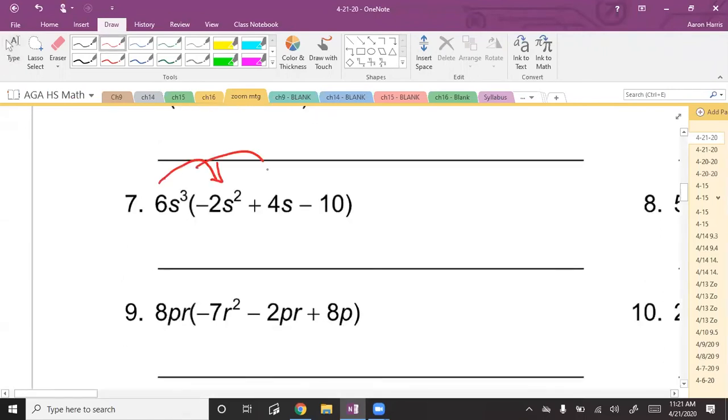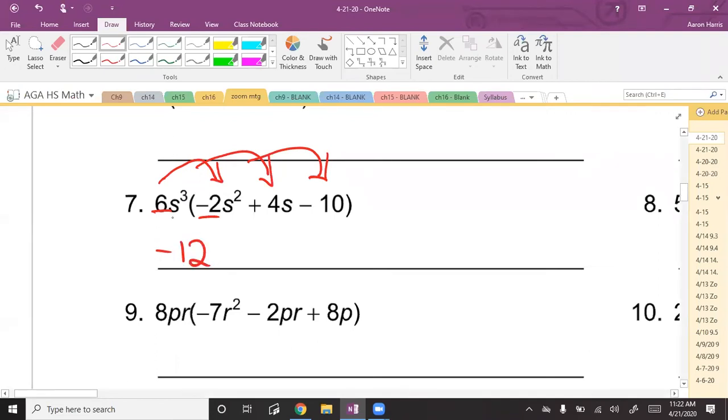Here we go. So we're going to do number 7. How many arrows do you see? 3. So how many equations are we going to do? 3. Good. So 6 times what? 6 times 2. Isn't that -2? There you go. So 6 times -2 is what? 12. Good. Positive, negative is -12.